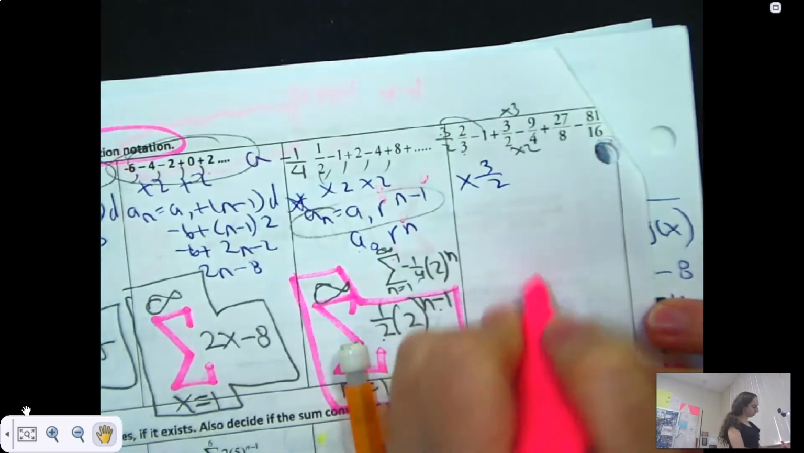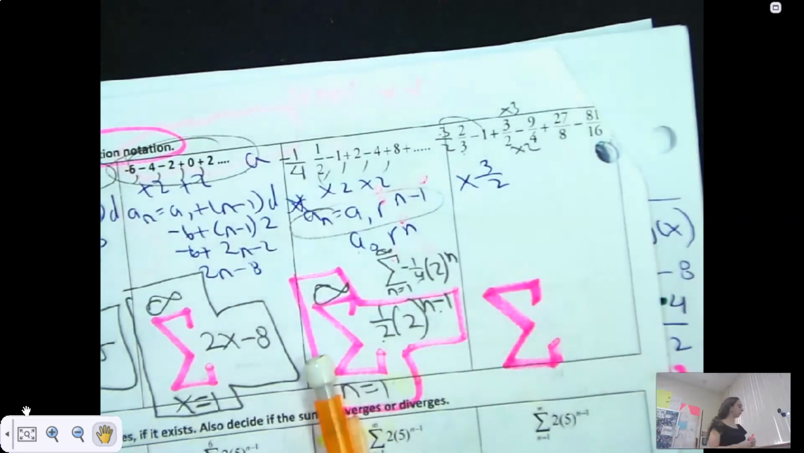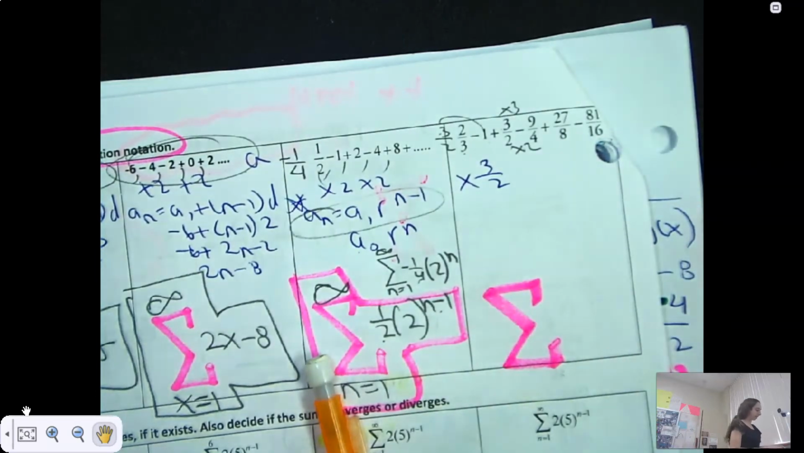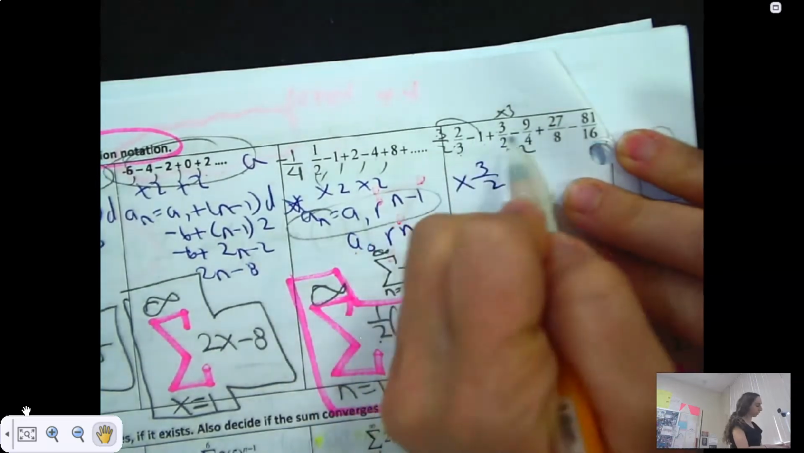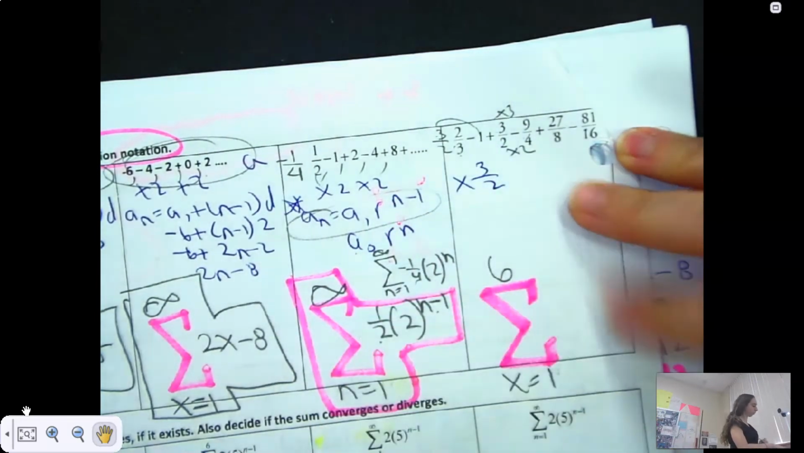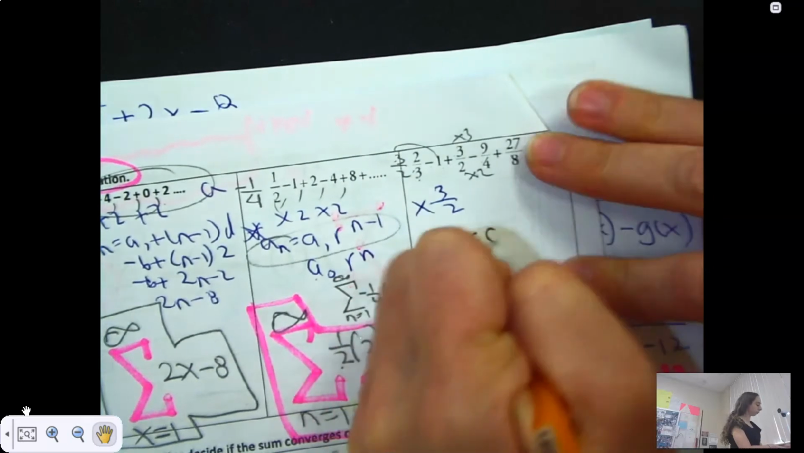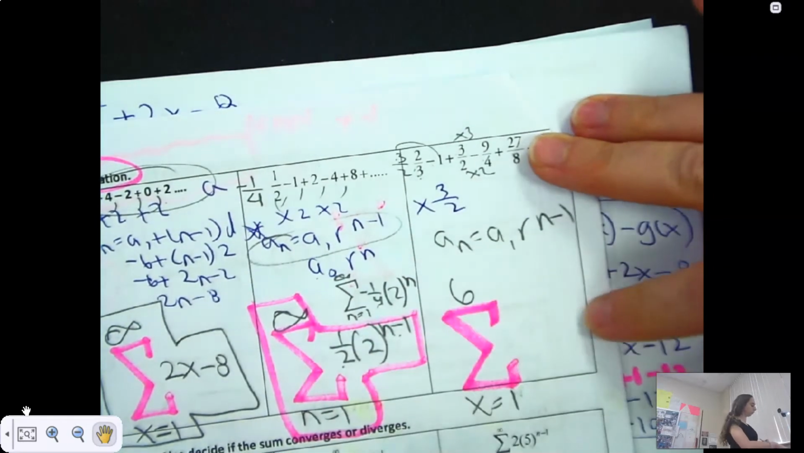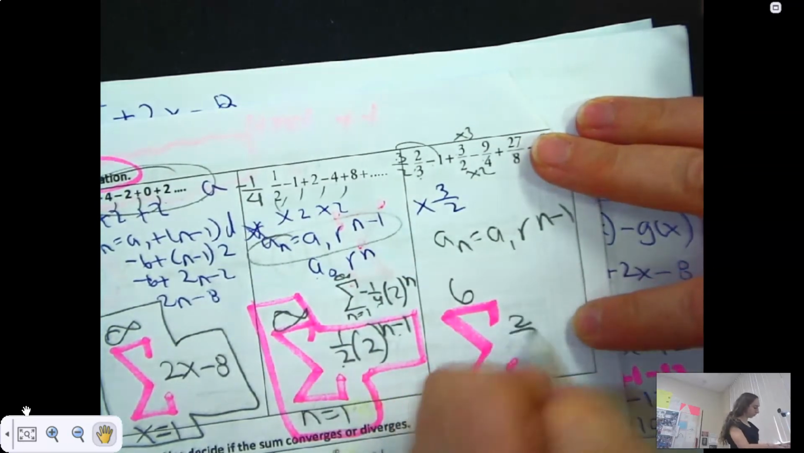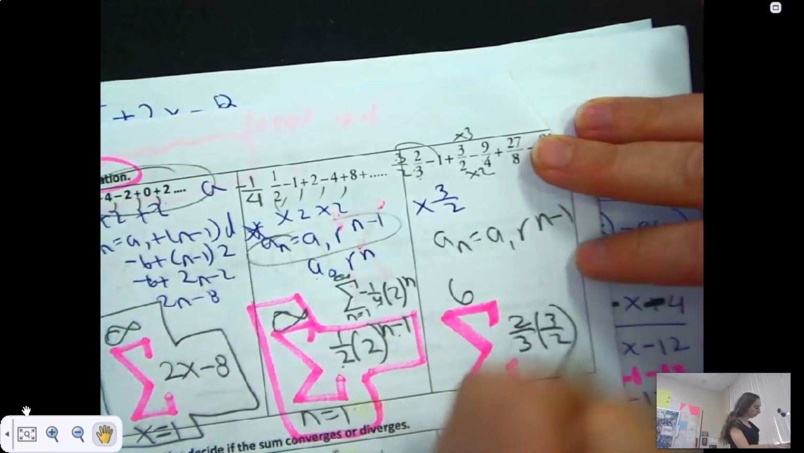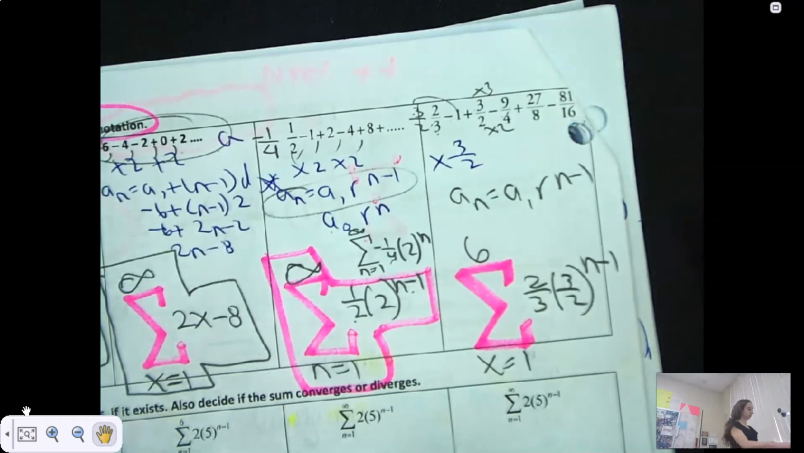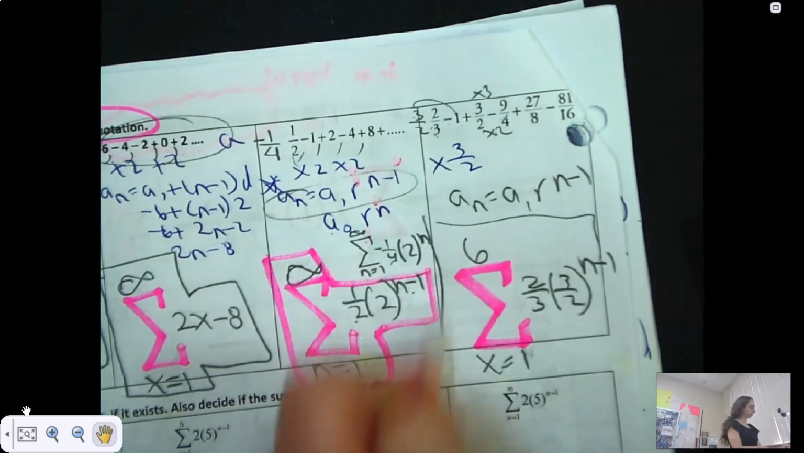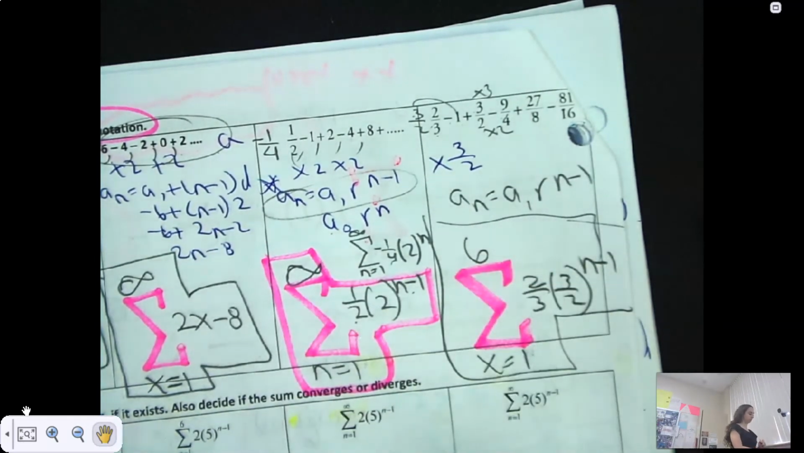Do my little sigma. Okay, and I'll do x this time. X equals 1, 1, 2, 3, 4, 5, 6, the sum of the first six numbers. I'll do this formula because it seems easier for me: the first number times the ratio to the n minus 1. Okay? Hopefully with enough practice, this will be easier.